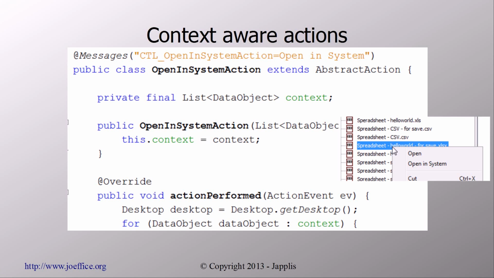Now you also have what's called context-aware actions. Context-aware actions are actions which are only enabled upon a certain context. So here, for example, I've created an open in system action, which will, as you see, open the file with the operating system. So if the file is registered with a well-known viewer or editor, it will open the file in this editor. So you just need to pass it the context into the constructor, and you're done.